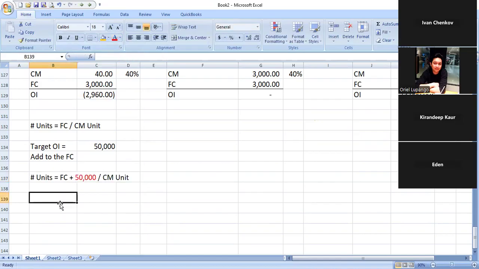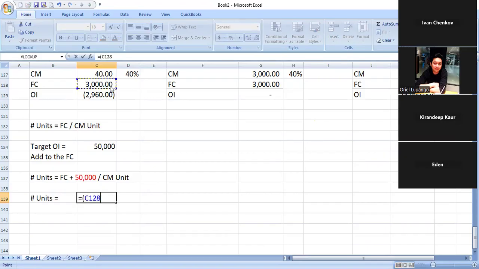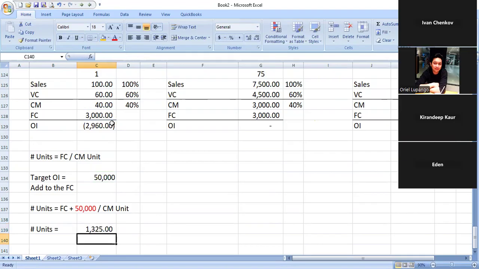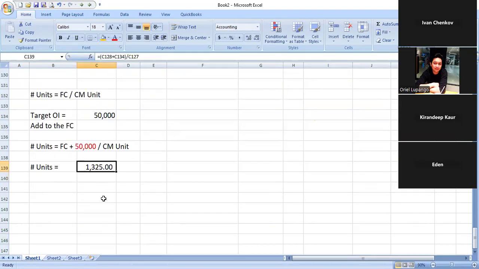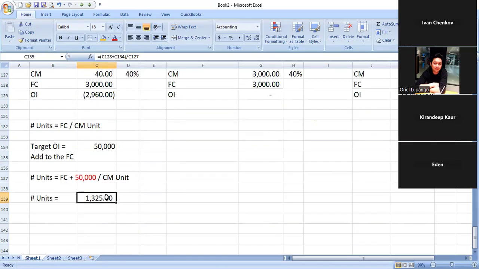So, can we get the numbers? Let's see. Number of units is going to be equal to bracket 3,000 plus what we want, 50,000, divided by contribution margin per unit, which is $40. So we need to sell 1,325 units, and once we sell 1,325 units, we're going to get the contribution margin that you wanted.